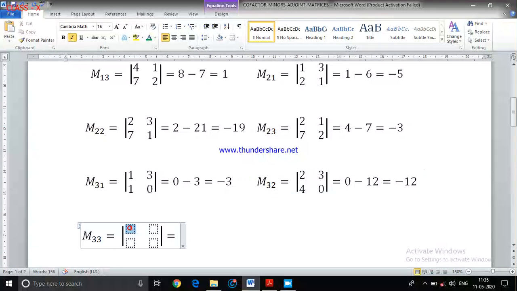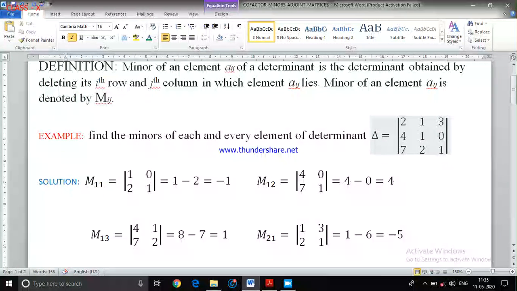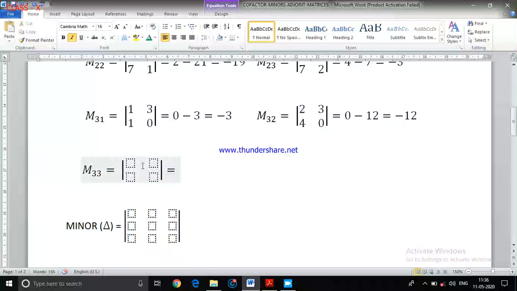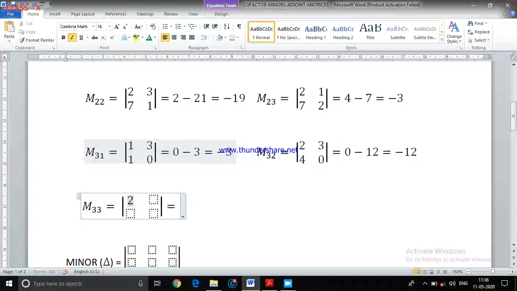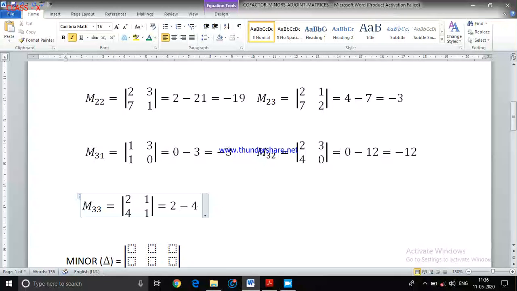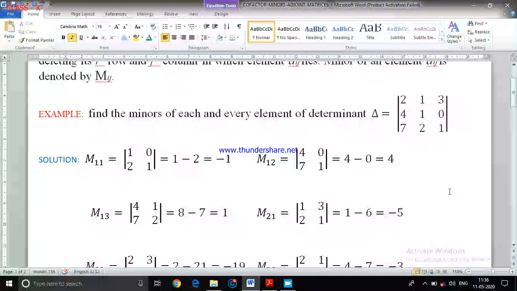Now the final element is left, A33. This is the A33 element. Third row and third column, if I exclude, what are the remaining elements we are left with? 2 1 4 1. So what do you get if I find the determinant? 2 into 1 is 2 minus 4 into 1 is 4, which will be equal to 2 minus 4, that is minus 2. Now we got the minor of each and every element of the matrix, and finally I will mention.